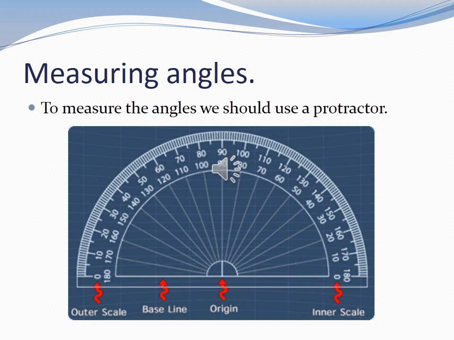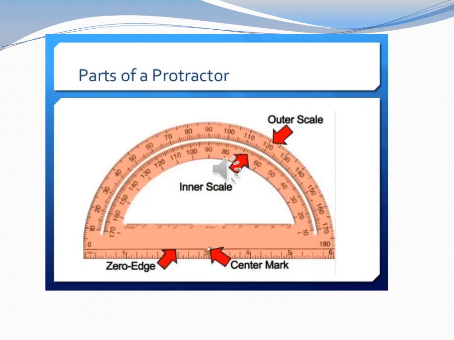There are two scales, the inner scale and the outer scale. And also we can identify the baseline as well as the origin. The outside scale is the outer scale, and you can also see the inner scale on the protractor, as well as the zero edge and the center mark.